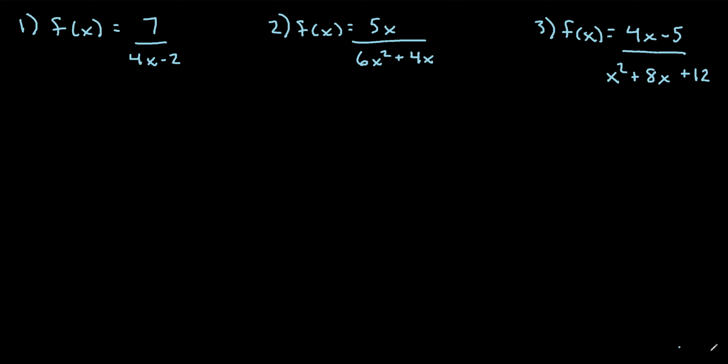In this video, I will explain how to find the domain of a rational function. So I have three examples for us to work through here. Let's take a look at the first example. We have f of x equals 7 divided by 4x minus 2.